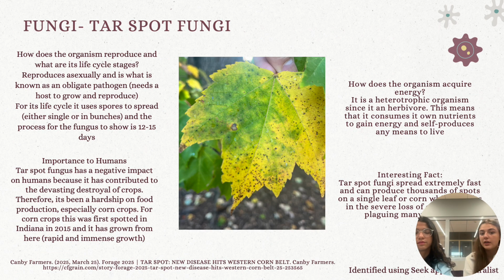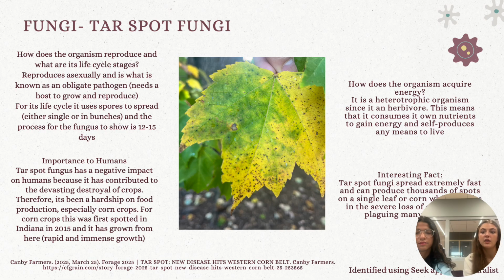And then lastly, for our last organism, we have our fungi, and for this we did the tar spot fungi. So how does the organism reproduce, and what are its life cycle stages? It reproduces asexually and is what is known as an obligate pathogen, meaning that it needs a host to grow and reproduce. So as you can see on the screen, the tar spot fungi uses the leaf as its host.